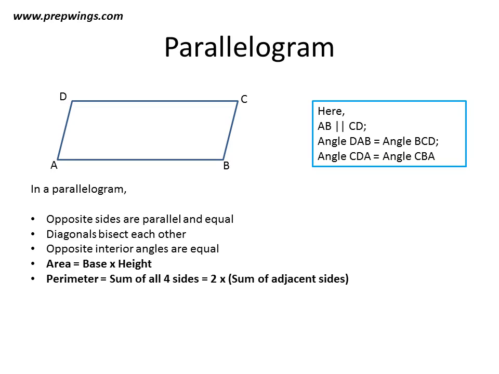Area of parallelogram is given by the formula base into height. And perimeter is given by the formula 2 into sum of adjacent sides. So this is about parallelogram.